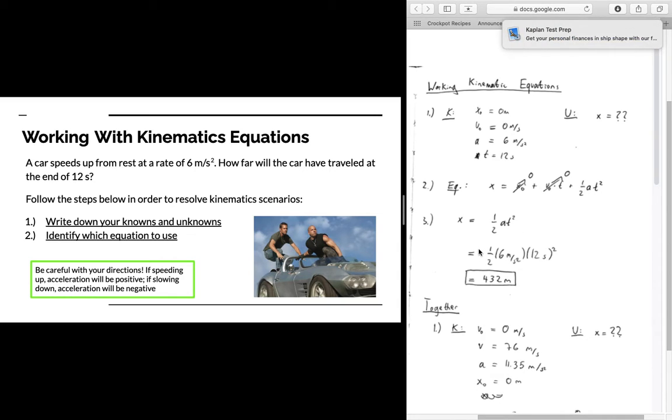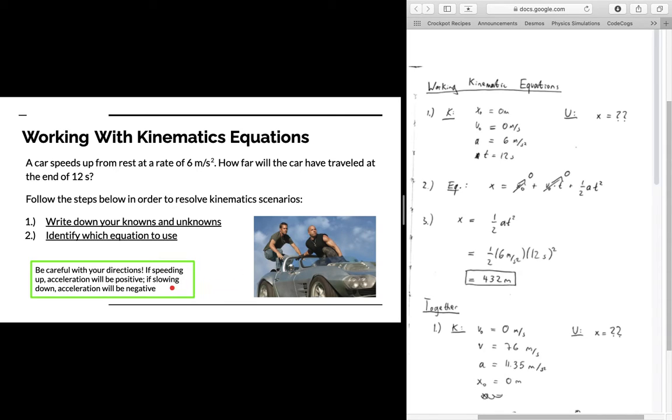So as a result, we can now plug in our variables and our information. So a is 6 meters per second squared, t is equal to 12 seconds. So we're going to get 1/2 times 6 times 12 squared, which gives you a final position of 432 meters. Meaning Paul Walker and Vin Diesel have traveled 432 meters in their car at the end of the 12 seconds.